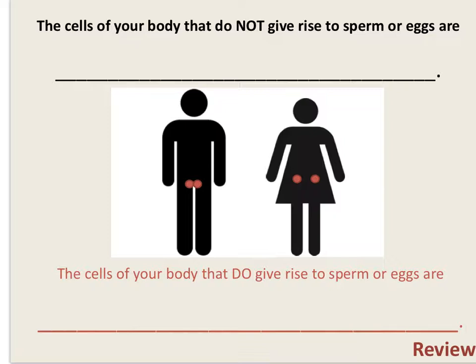We're moving on to another chapter on meiosis and genetics, but this first part is just going over what we already know. So the cells of your body that do give rise to sperm and eggs are called what? Anybody? Somatic? Gametes? Well, those are gametes. Germline, right. So there's somatic cells, and then there's germline cells that are actually hereditary.